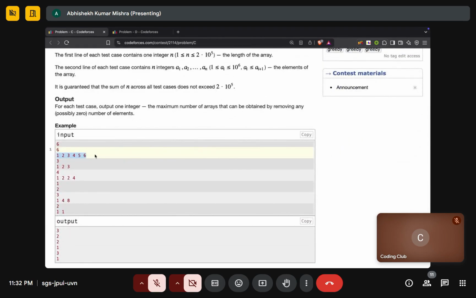So let's say 1 2 3 4 5 and 6. Firstly, we will always take the first element, so we take 1.